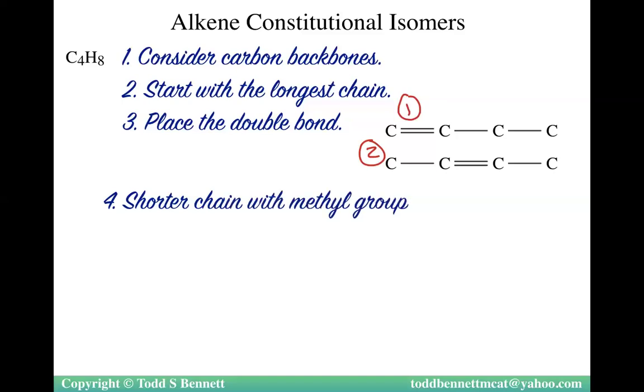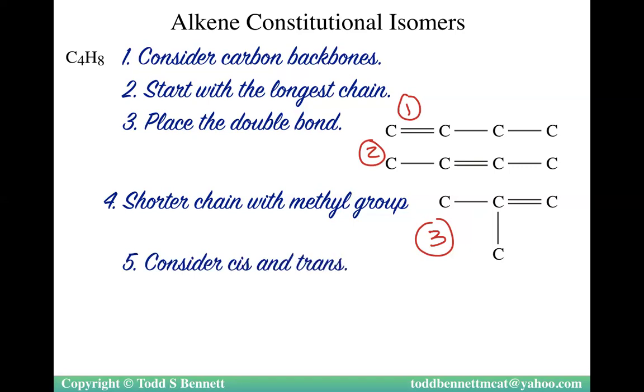Then you have to consider the shorter chain and a methyl group, same thing as before. So one shorter than C4 would be C3. And with the methyl group, no matter where I put the double bond, it's always going to be between the middle carbon and an end carbon, middle and end, middle and end. So there really are 3 identical structures, so just one isomer.